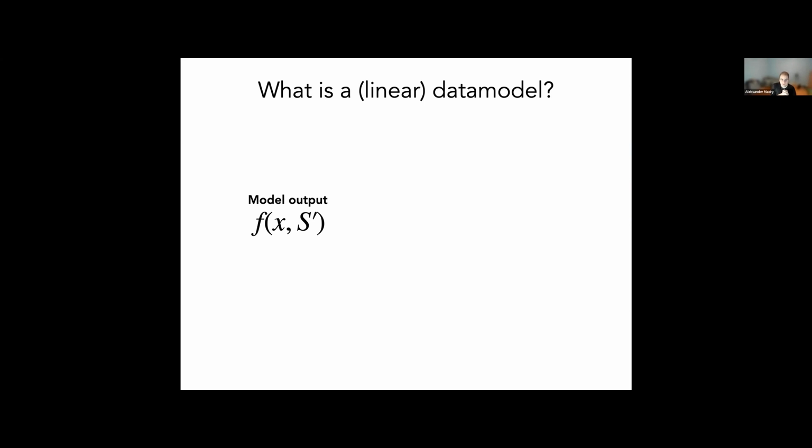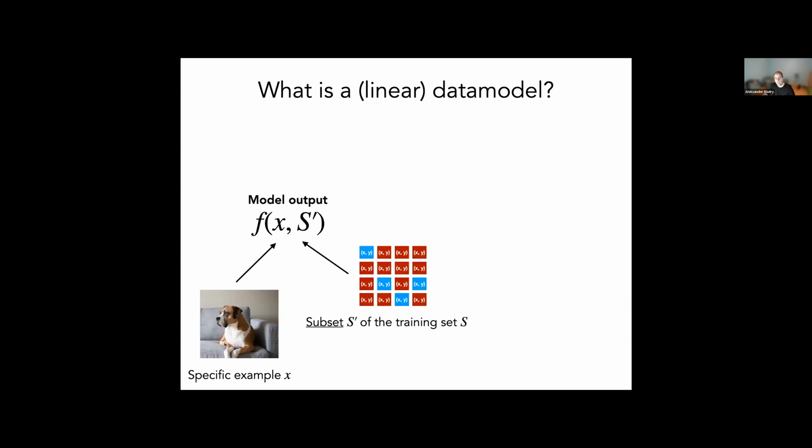The object of interest here is this model output function, f_x of S prime. f takes a specific input of interest x and some subset of our training set S, and it gives us some output of interest of our model, say the margin of the correct class. This function captures how, for a given input x, training on different subsets of the training set impacts the given output of interest.